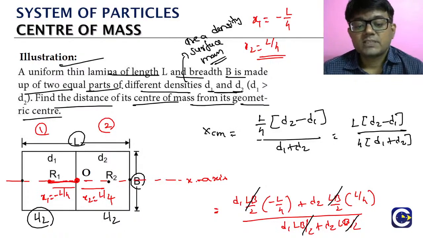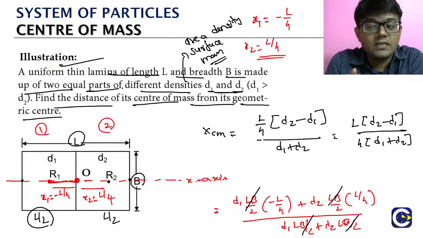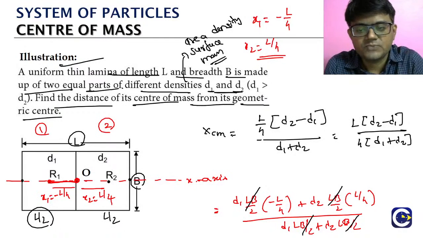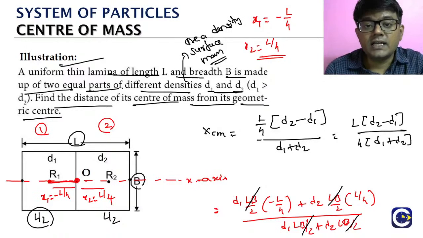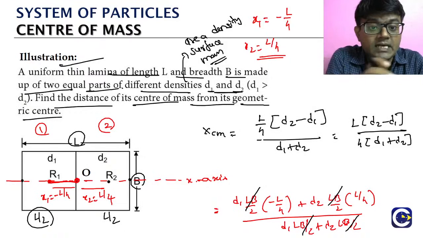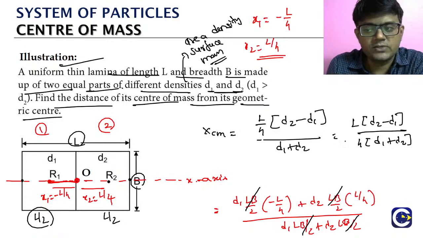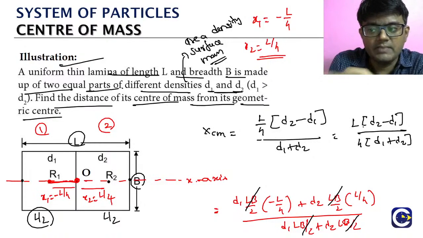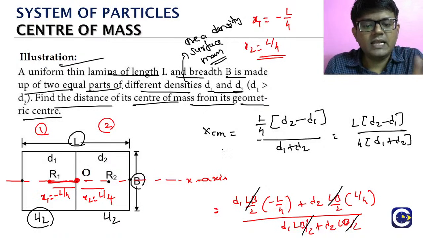Now see, on which side will the mass be higher? Because d1 is more than d2. We have already studied this point: the center of mass will be closer to the side which is heavier. If you take the center of mass of two particles, it will be closer to the heavy particle. Here also d1 is more than d2, so the x center of mass value will be negative, because d2 minus d1 appears. So it will be on the left side of the origin.